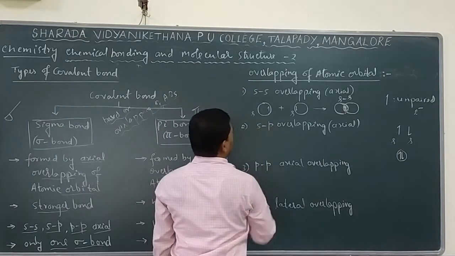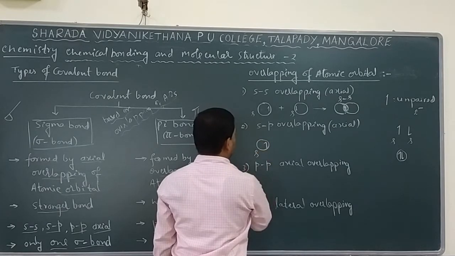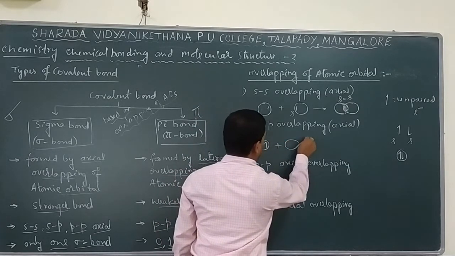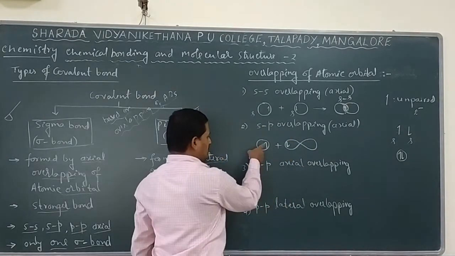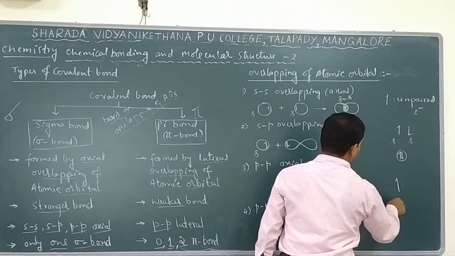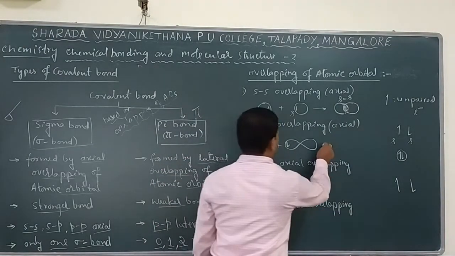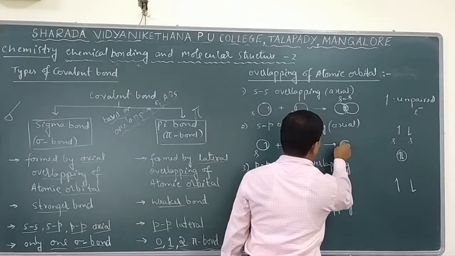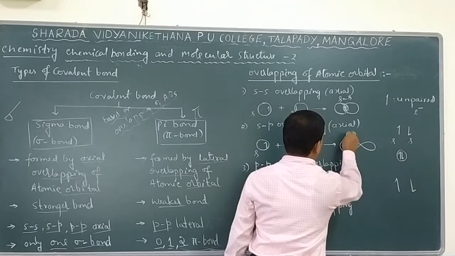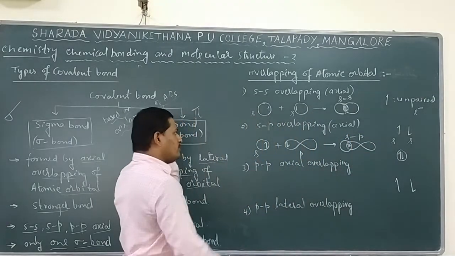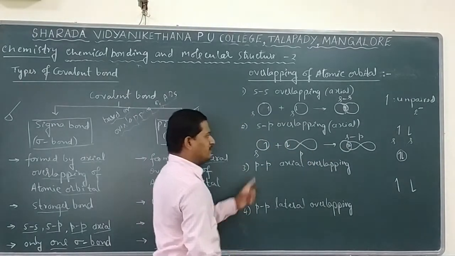Now for SP overlapping along an axis, this is the S orbital with 1 unpaired electron from one atom, and this is the P orbital. You know the shape of the P orbital is a dumbbell, with 1 unpaired electron. The unpaired electron is shown with an upward half-headed arrow, the other with a downward one, which means the spins are opposite in sign. So how do they overlap? The S orbital and P orbital overlap to produce SP overlapping, an axial overlap.